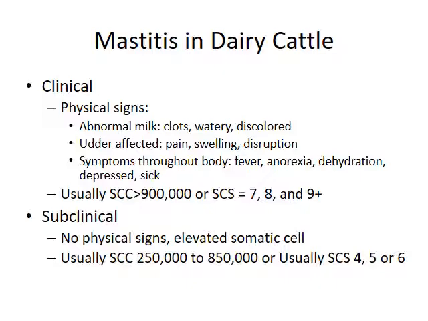So usually somewhere between 250 to 350,000 or 850,000, or a somatic cell score of a 4, 5, or 6. So this is going to fall in that window. We've got 0, 1, 2, 3 somatic cell scores, uninfected. 7, 8, 9 plus are clinical. So subclinical falls in the middle there.